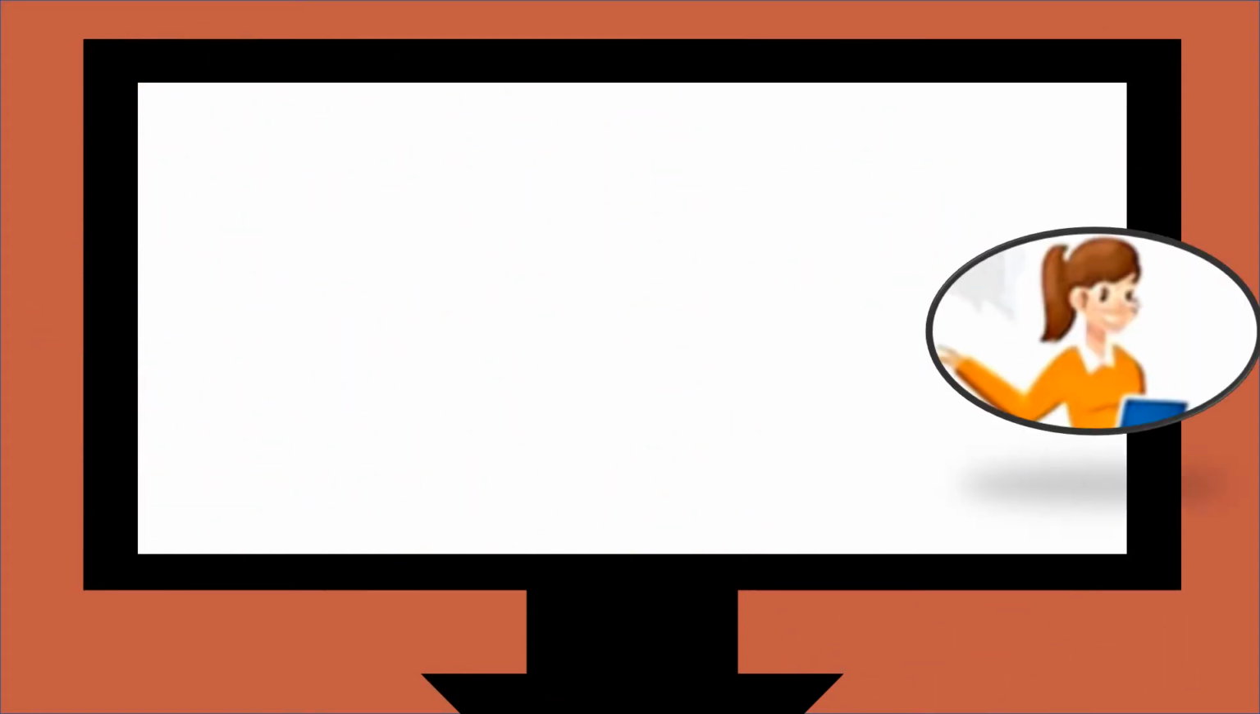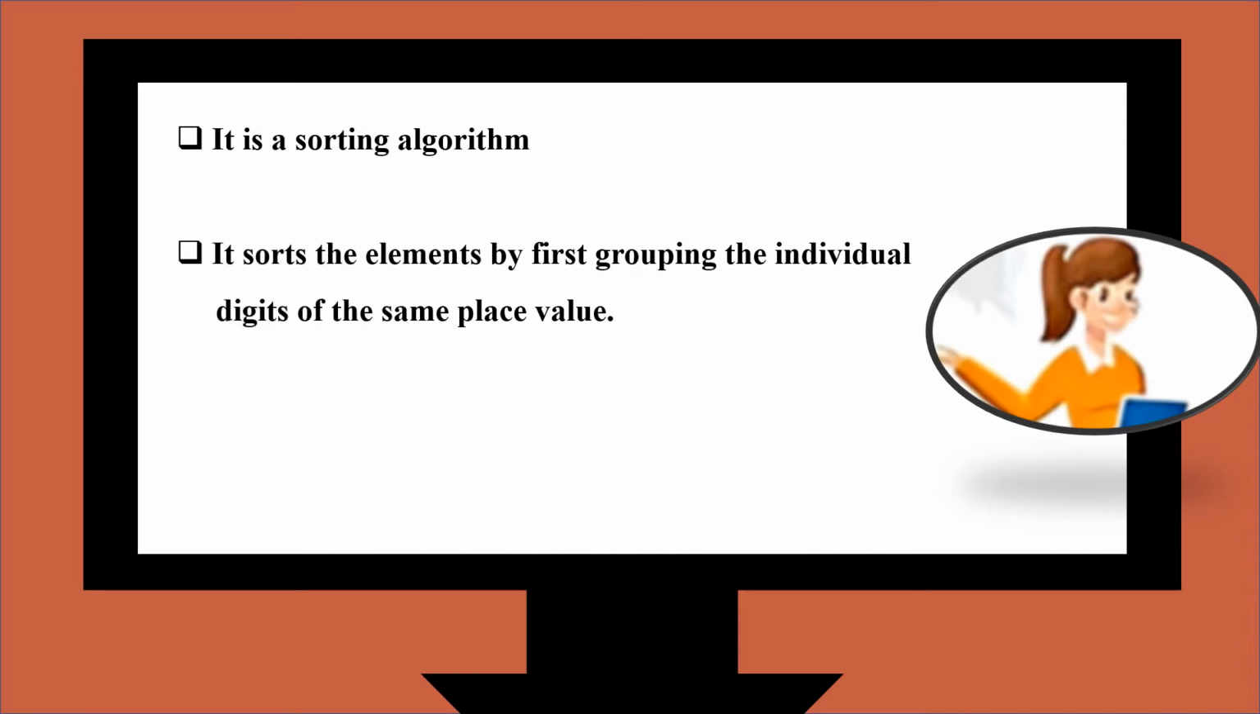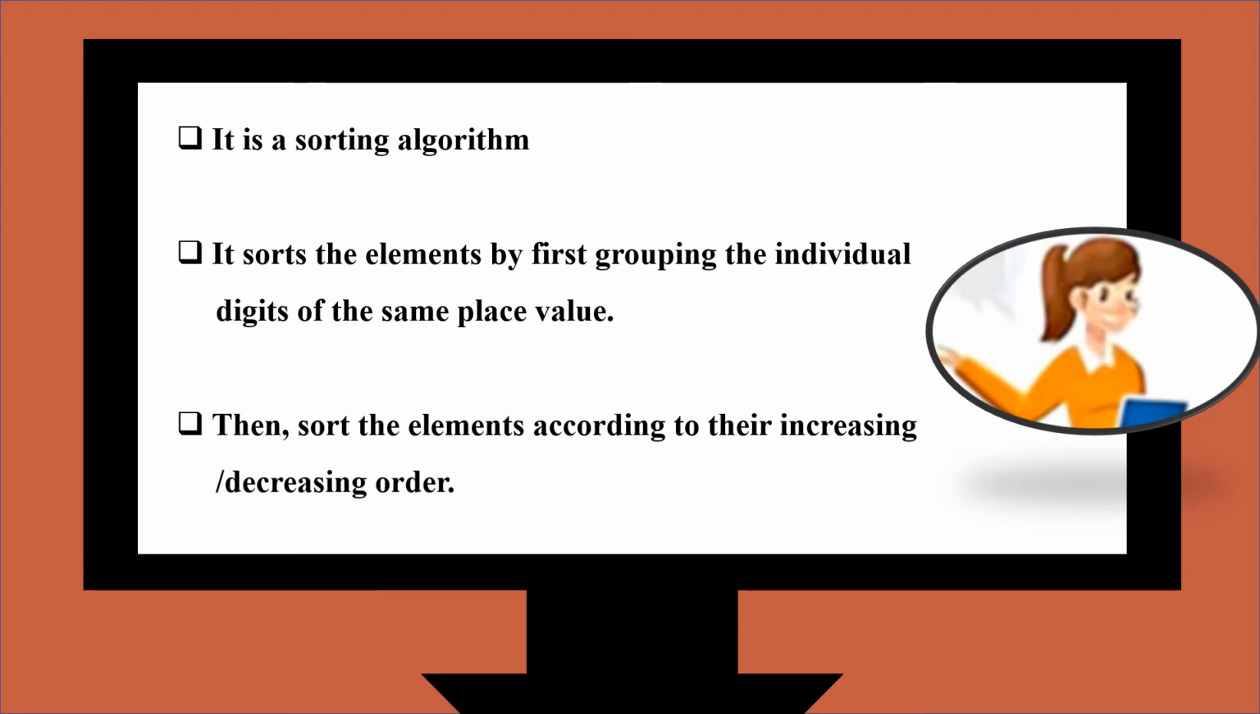So, what is Radix sort? Radix sort is a sorting algorithm. It sorts the elements by first grouping the individual digits of the same place value, then sorting the elements according to their increasing or decreasing order.